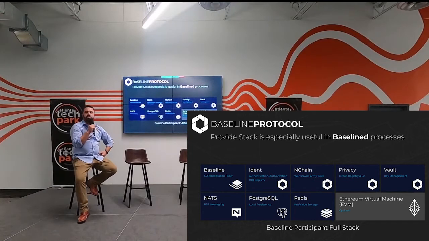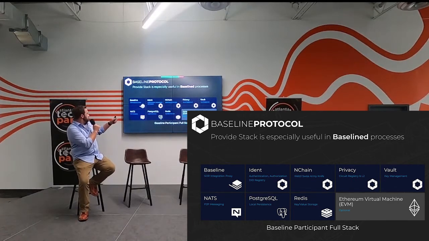All right, and like I mentioned earlier, our stack's really handy for working with the baseline protocol. It just ended up that way. It wasn't built specifically for the baseline protocol. We have tweaked it to help match the processes within the baseline protocol. So we've got our standard stack here, Ident, InChain, Privacy, Vault. And NATS, Postgres, and Redis down there, those are microservices that live under our stack. NATS handles a lot of the messaging between services. Postgres and Redis do a little bit of work back there too.